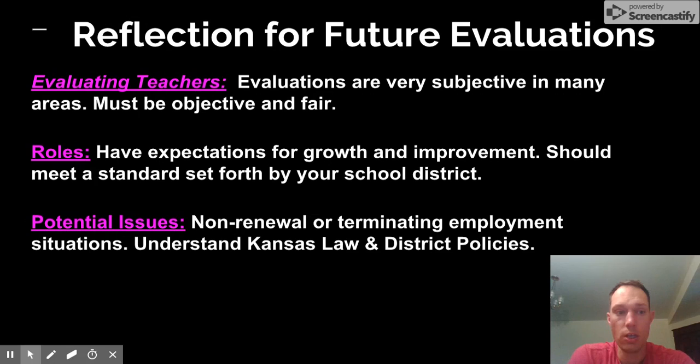Reflection for future evaluations: I think what I learned from this was that evaluations are very subjective in many areas. You must be objective and fair as an evaluator. Your goal should be to have expectations for growth and improvement from your teachers. They should meet a standard set forth by your school district, your superintendent, and your head administrators, what you want done in your school.